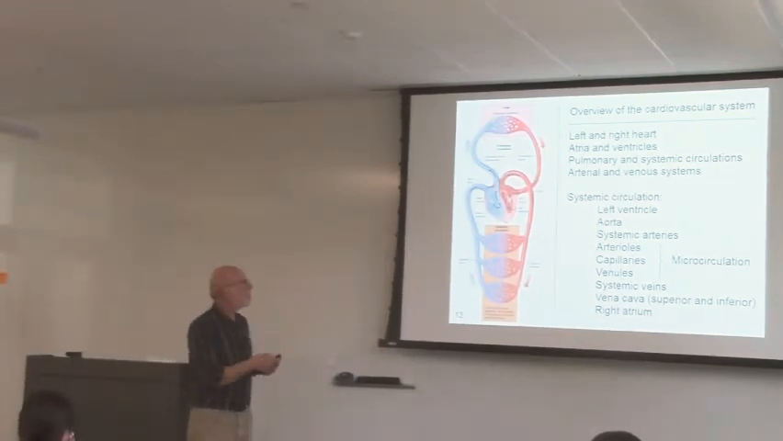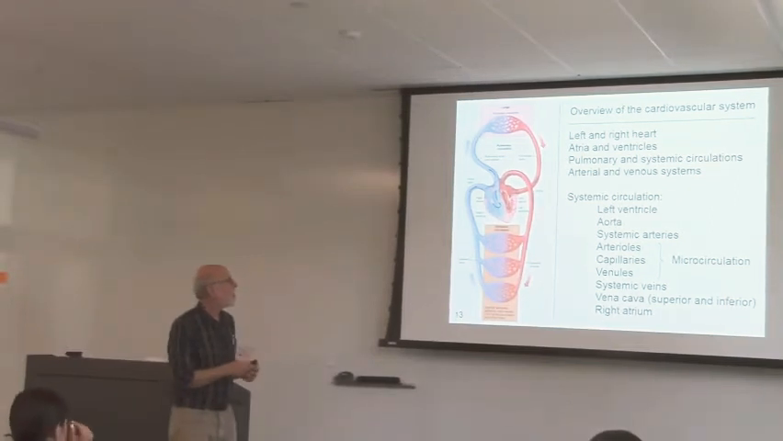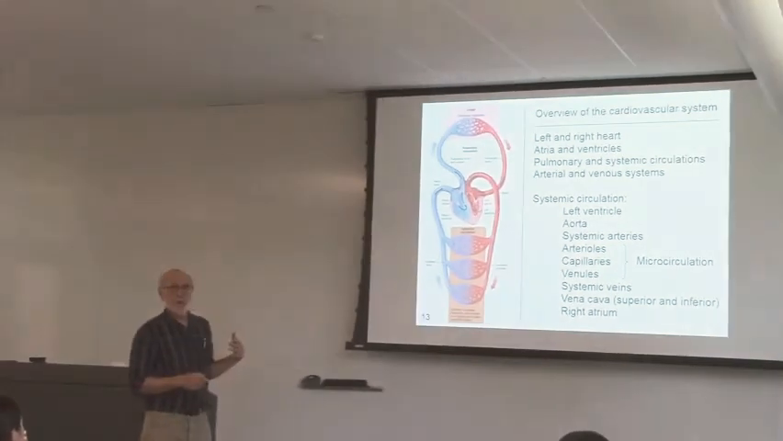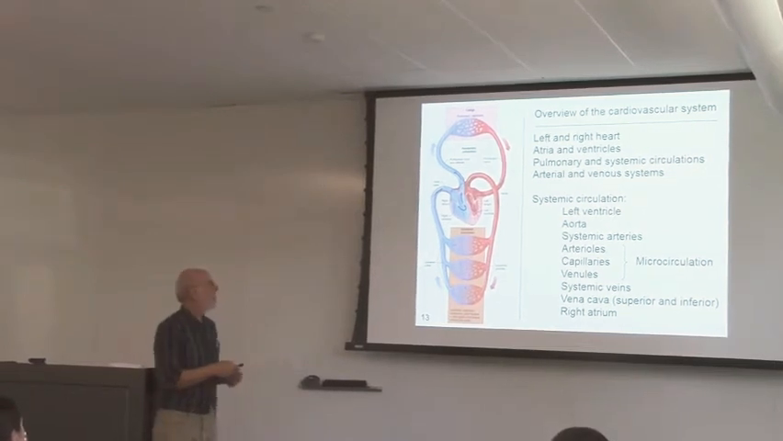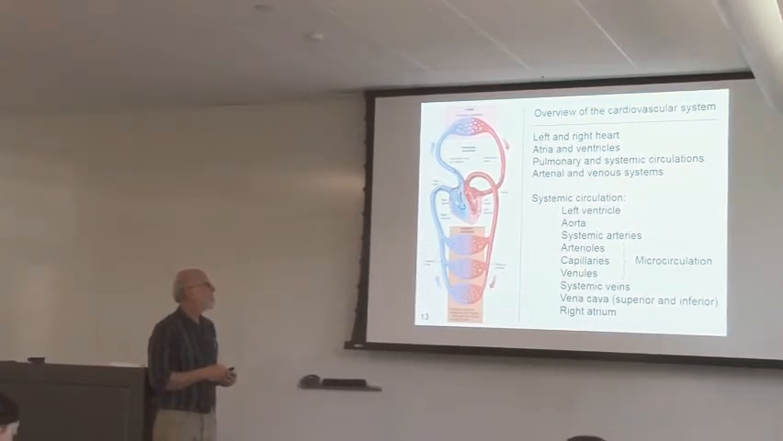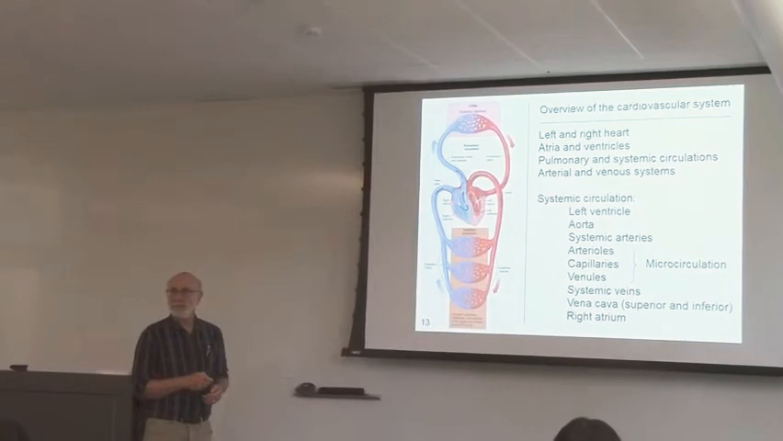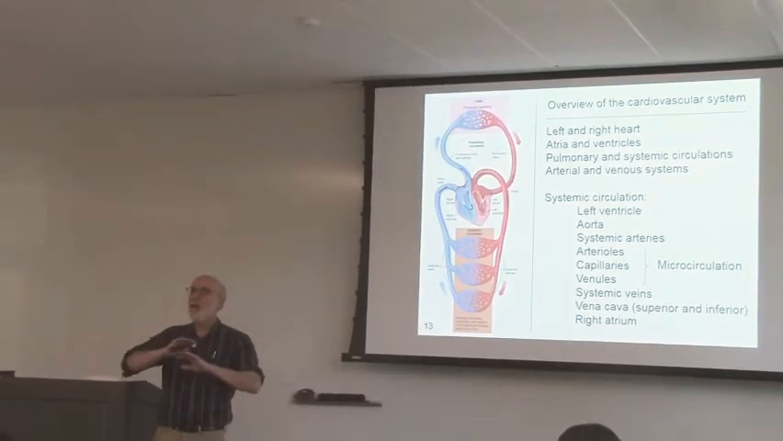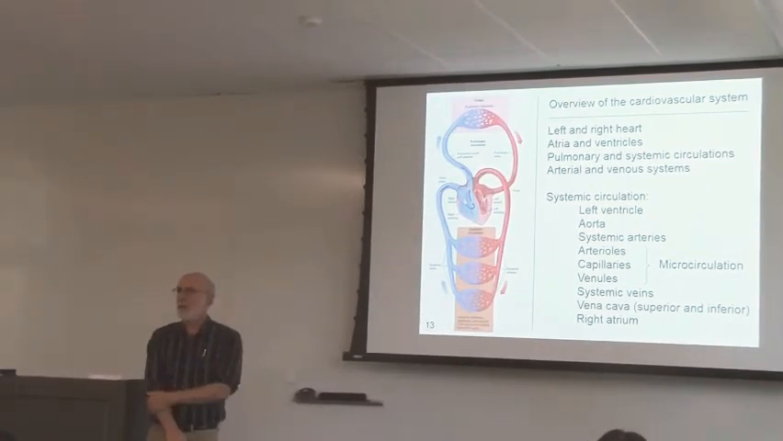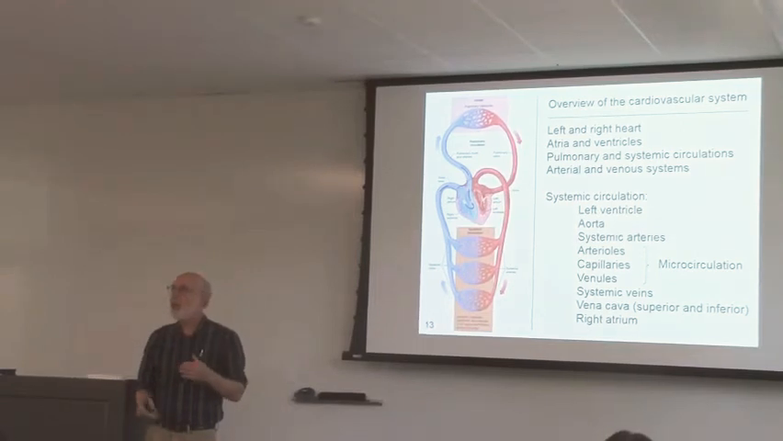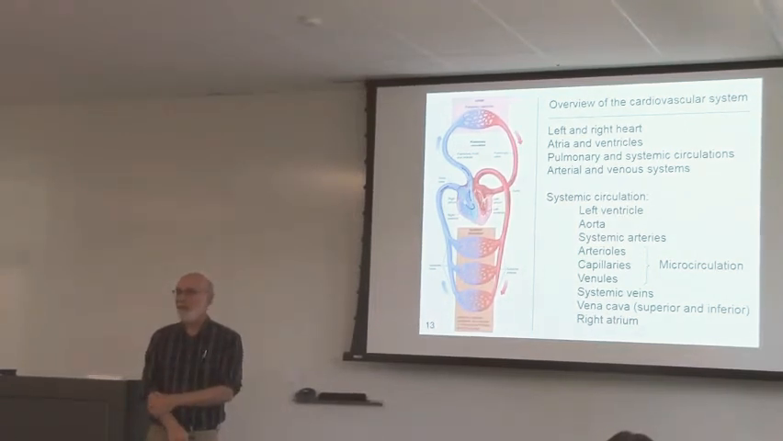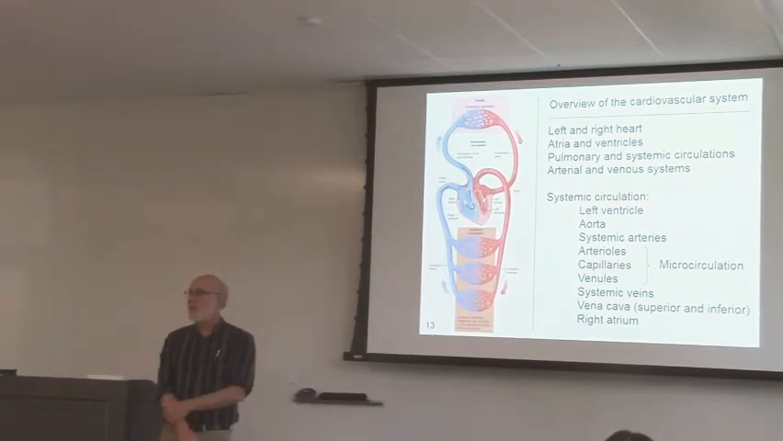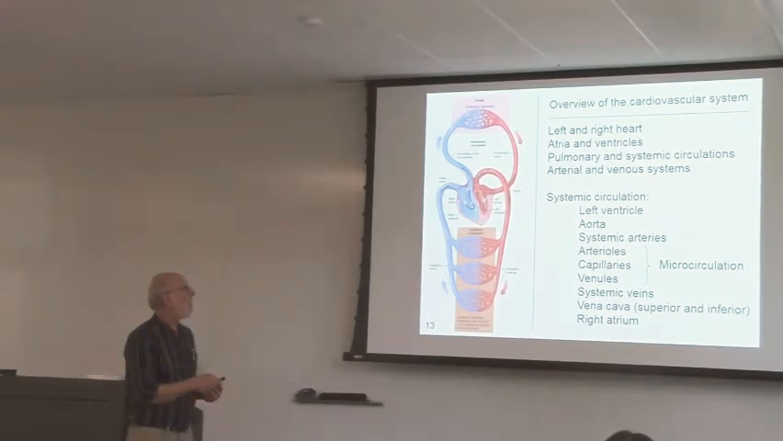Okay, so we've talked about the arterial and the venous, we've talked about all this stuff. So let's walk through the systemic circulation. This is a broad overview. And then whether you like it or not, we're going to get down to the cellular and molecular level. Right now we're talking about the broad overview of the system. Okay, systemic circulation. So we're talking about this part right here.